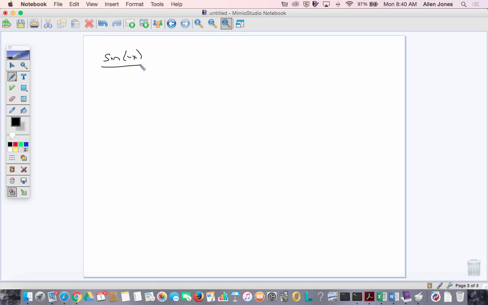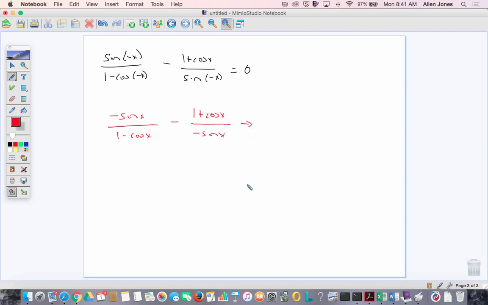Let's go with the sine of negative x over 1 minus a cosine of negative x, minus 1 plus cosine x over sine of negative x, is going to equal 0. So as we get started here, at least I would start by working with our opposite angle identities. So sine of negative x is negative sine x. Remembering that the cosine of negative x just basically drops that negative sign out of there, so it stays as 1 minus cosine x. And the 1 plus cosine x here, and sine of negative x is negative sine x.